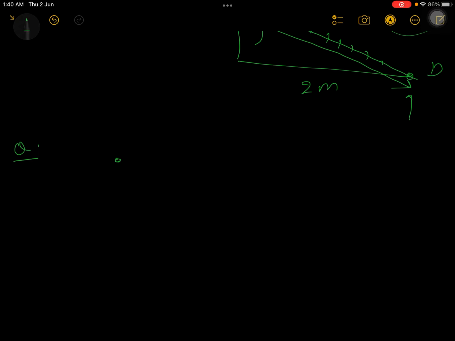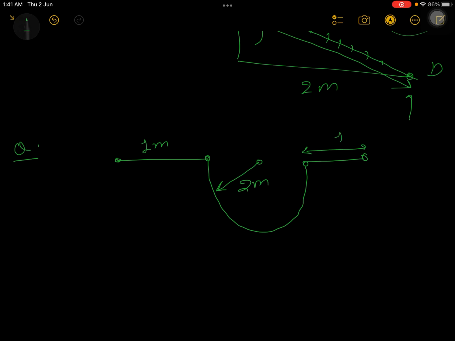You are starting from a point, going in this direction, and then making a curve like this, and going in this direction. Suppose this is 1 meter, and here you have made a circular path, so it will have a radius. Suppose that radius is 2 meter, and then further you are traveling 1 meter. Okay, so in this case, if you want to find out displacement, sorry, let's find out distance first.